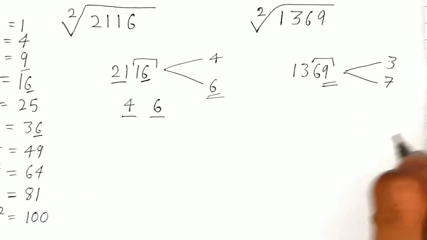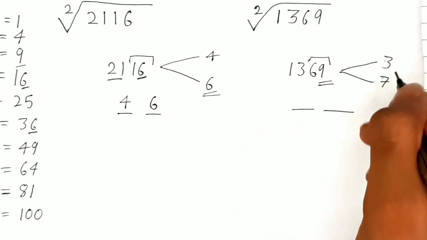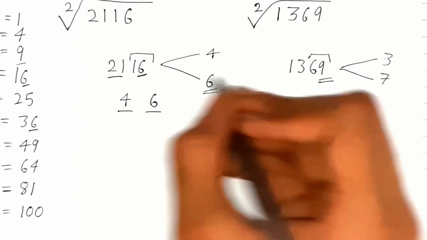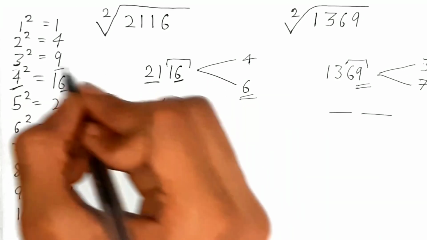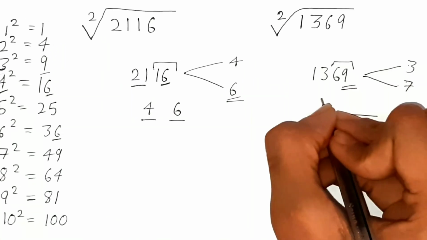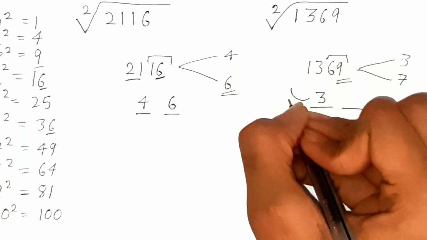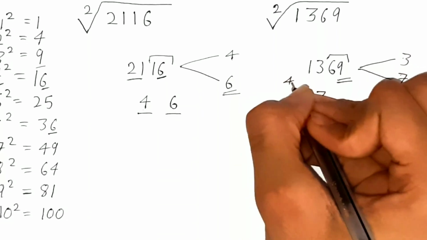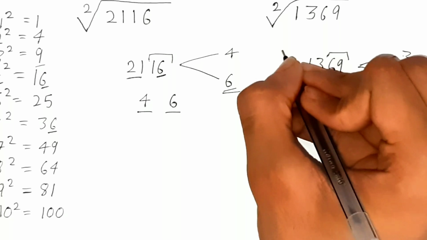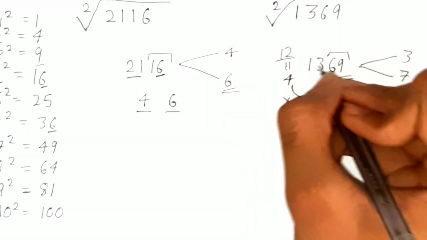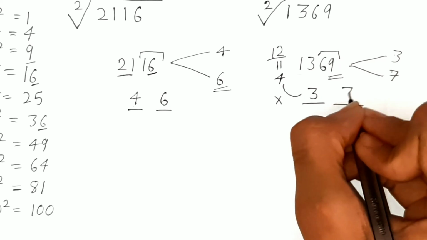Now we'll find the tens digit. For that, first we'll see which number has a square just smaller than 13, that is 3, because 3 squared is 9. Now we'll multiply 3 by its next number, that's 4. So we have 12. As 13 is larger than 12, we'll take the larger number, that is 7. So 37 would be our answer.